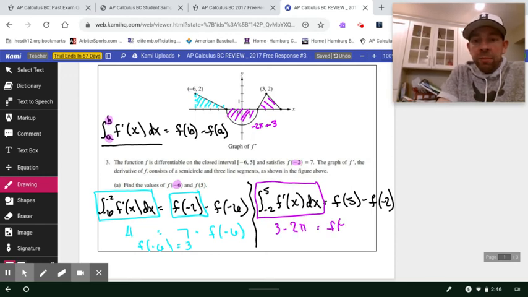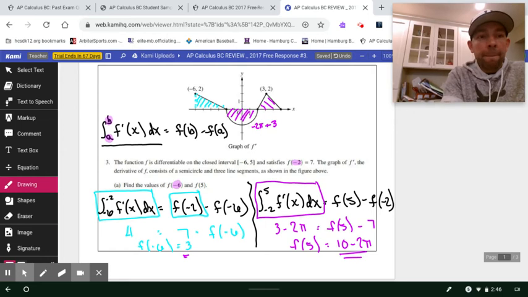F of 5 is what I'm solving for. And I've got my 7. So adding that 7 over is going to tell me that f of 5 is equal to 10 minus 2 pi. So those are my final answers, the 3 and the 10 minus 2 pi.